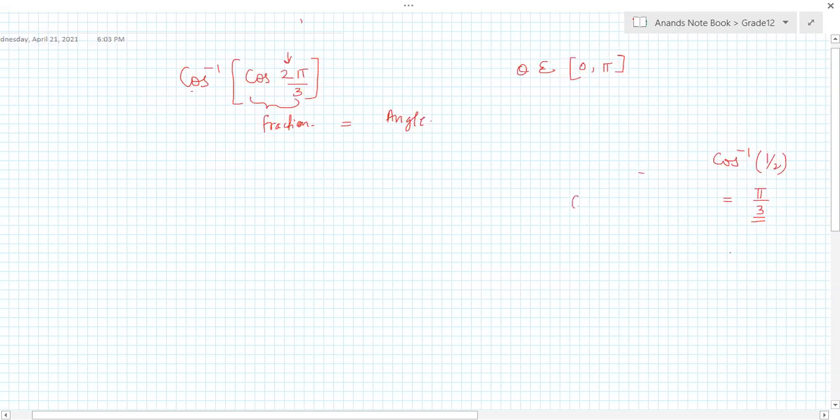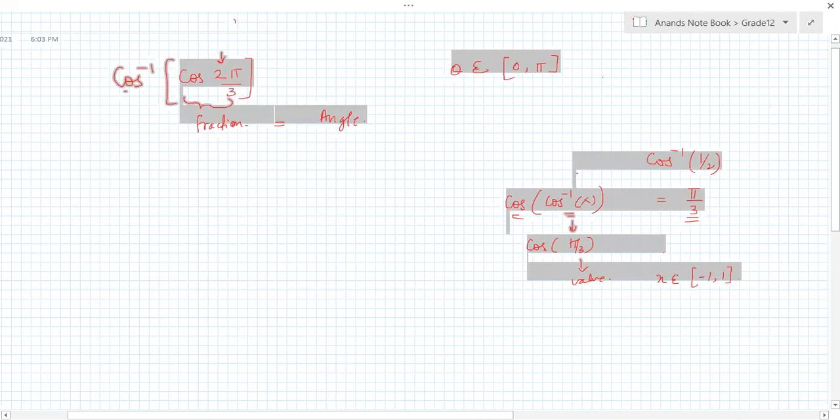Whereas on the other side, cos of cos inverse of x: cos inverse of x is going to give you an angle, and this is going to be cos of that angle, cos of pi by 2, cos of pi by 3. So this is going to be a value, and for this, x belongs to -1 to 1. So when cos is outside, it is -1 to 1, and when cos inverse is outside, it is 0 to pi. Okay, guys?